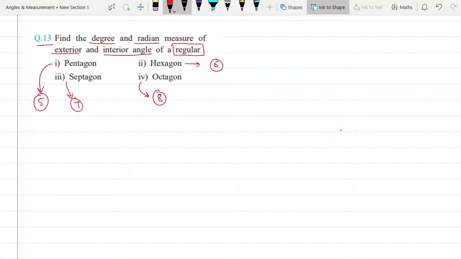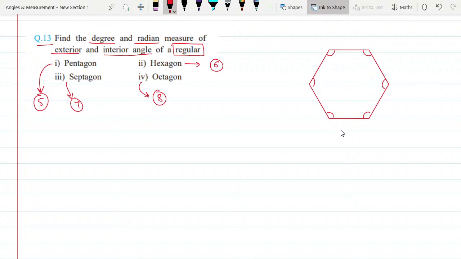What does regular polygon mean? Suppose we have a regular hexagon. So 1, 2, 3, 4, 5 and 6. Suppose this is what we have, the regular hexagon. Now regular means that all the interior angles are equal, and the exterior angles are equal. This is what is meant by regular.